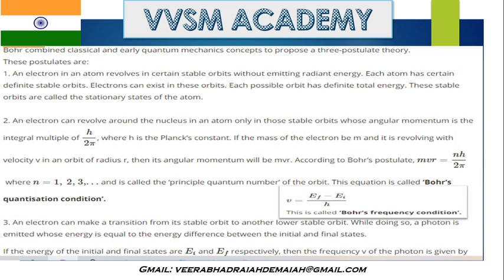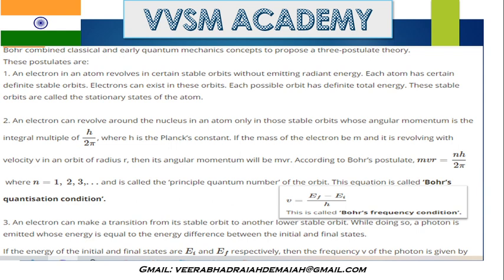An electron can revolve around the nucleus in an atom only in those stable orbits whose angular momentum is an integral multiple of h by 2 pi, where h is Planck's constant. If the mass of the electron is m and it is revolving with velocity v in an orbit of radius r, then its angular momentum will be mvr. According to Bohr's postulate, mvr is equal to nh by 2 pi, where n is equal to 1, 2, 3, which are called the principal quantum number of the orbit.